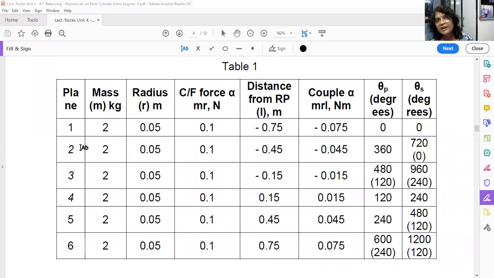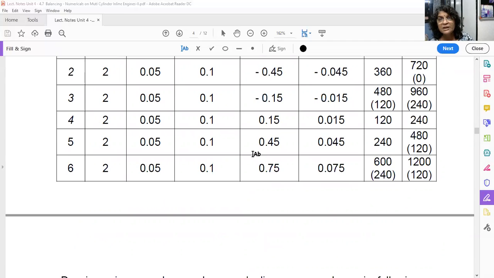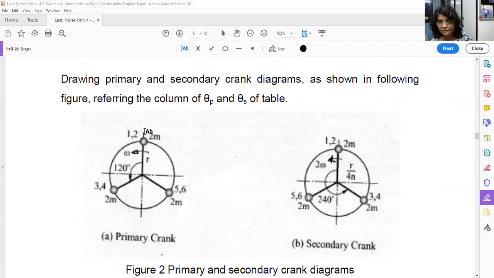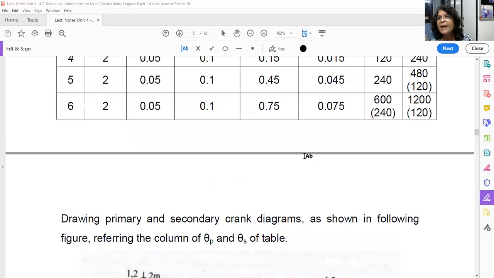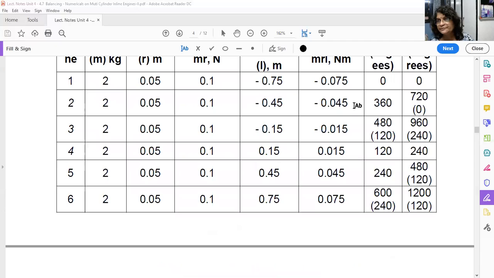So for cylinders number 1 and 2, the magnitudes are 0.075 and 0.045. What are the directions? See here. Force was upward, that is positive, but the couple is negative. So the upward direction is positive, and the negative direction is downward. That's why we have drawn 1 downward, and after that 2 also downward, taking these magnitudes with a suitable scale.